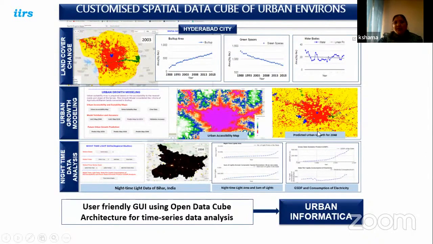Similarly, nighttime data analysis. This application is under development.